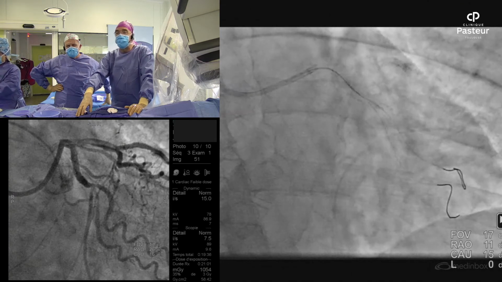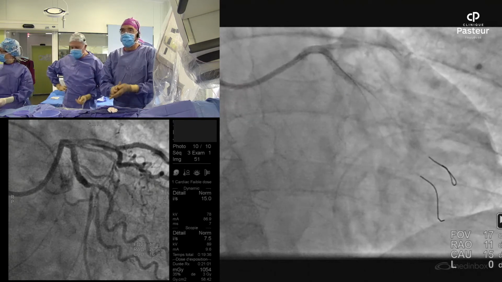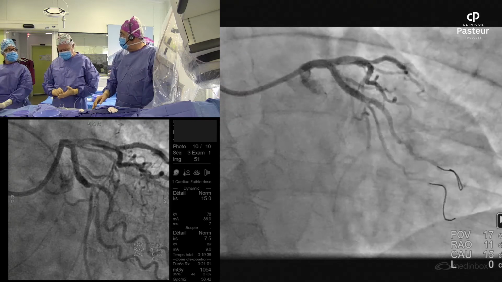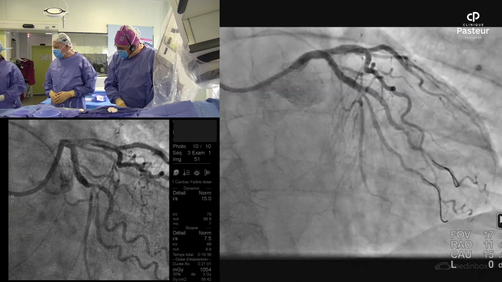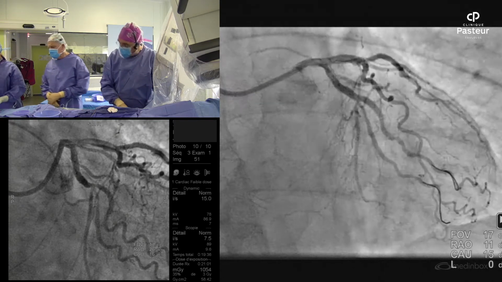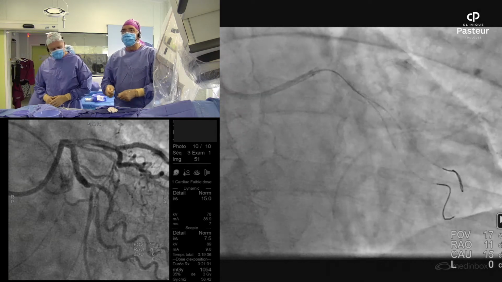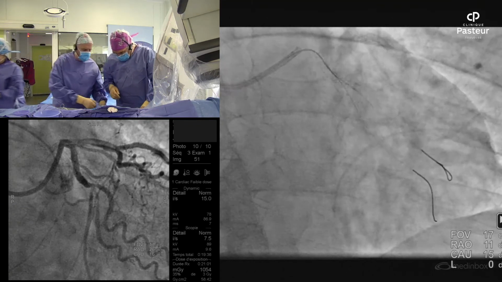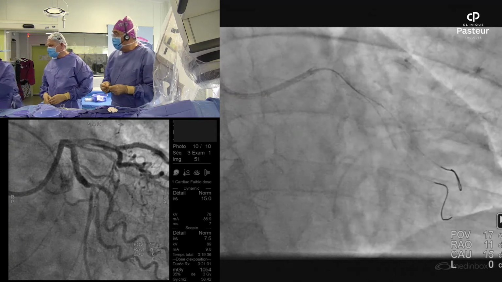So we would take an Onyx 2.25 by 18, and we will place a 2.5 balloon in the OM1. You have a semi-compliant, a short one, we can take a 10 if you have. It will maybe be a 9. Yes, I will ask for a 9, a 10. It scratches a bit. Thank you very much. No, first the stent.